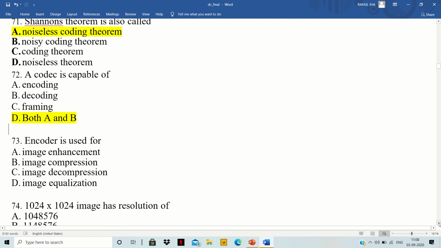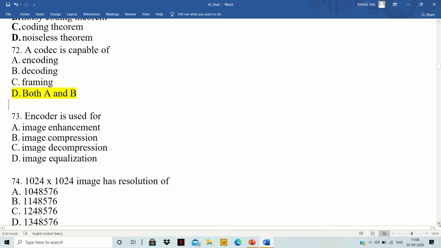Next question. The encoder is used for: A, image enhancement; B, image compression; C, image decompression; D, image equalization. Why do we use the encoder? We use the encoder for the purpose of image compression. So the right answer will be image compression.